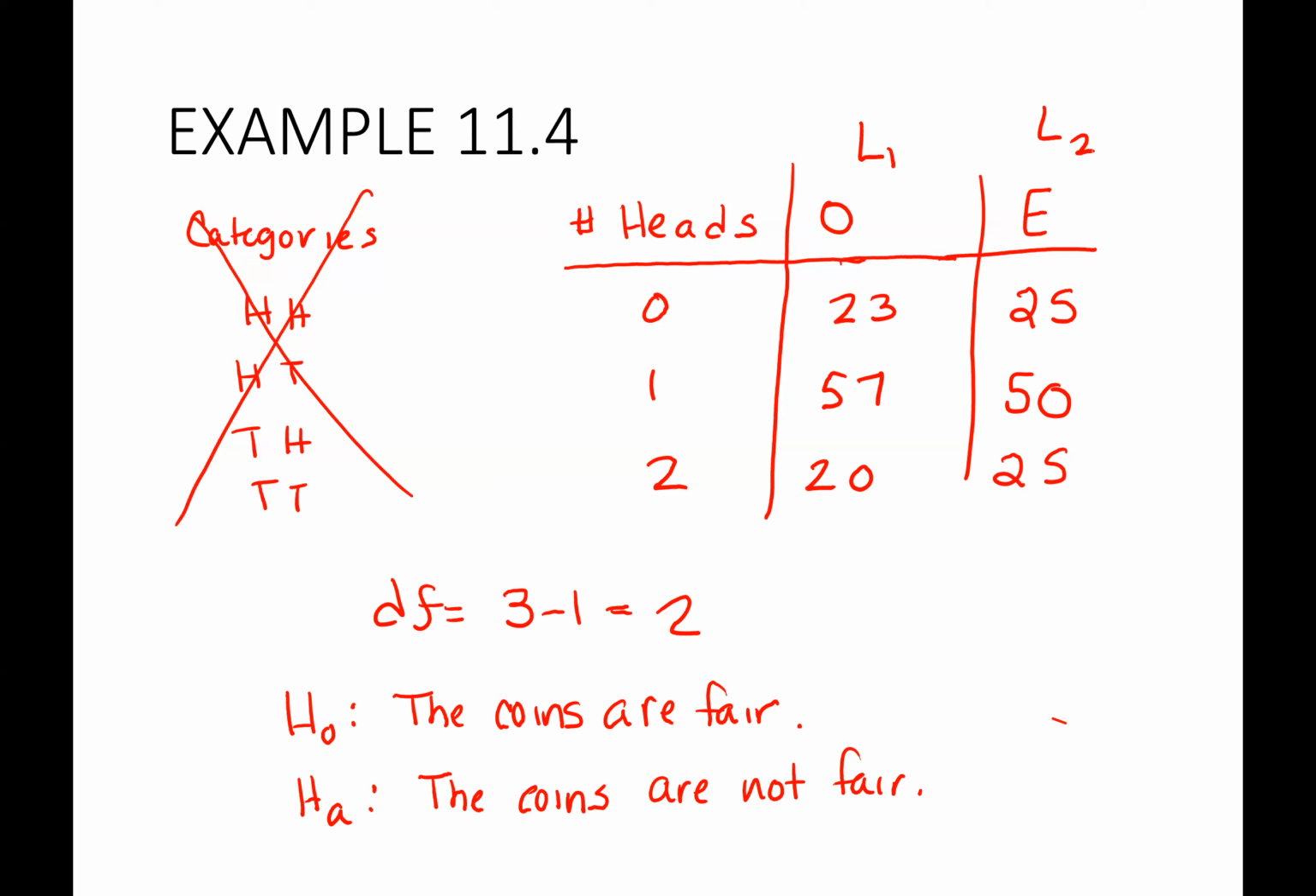This is a pretty easy one to do by hand to calculate the Pearson residual. You take the observed minus the expected, you square that, and then divide that by what you expect. I'm just going to put it in my calculator because I'm lazy.